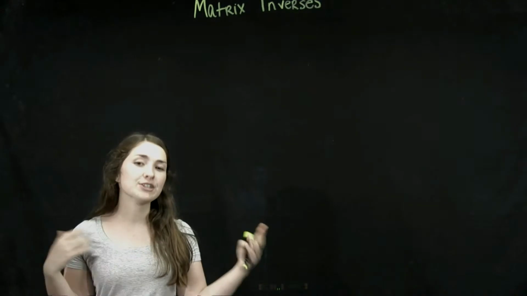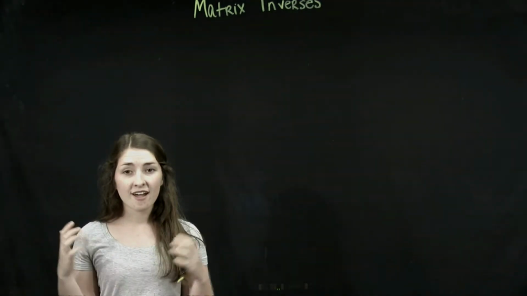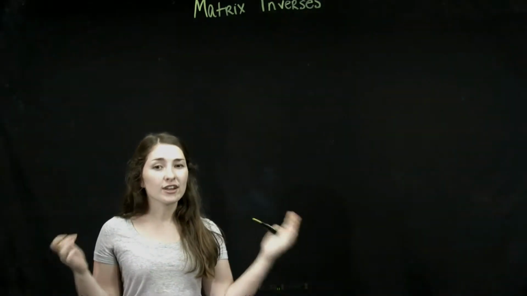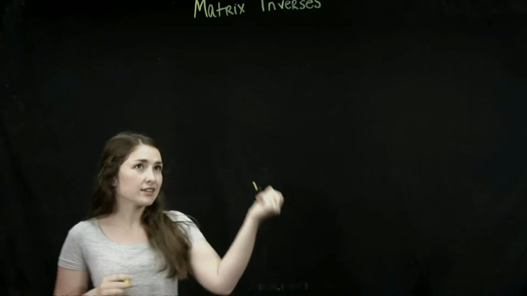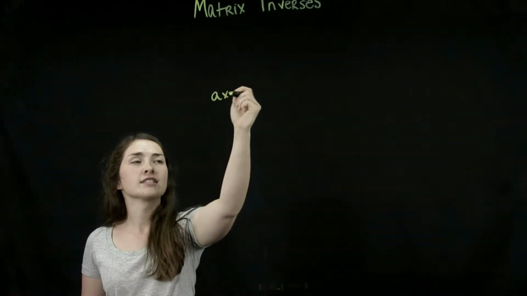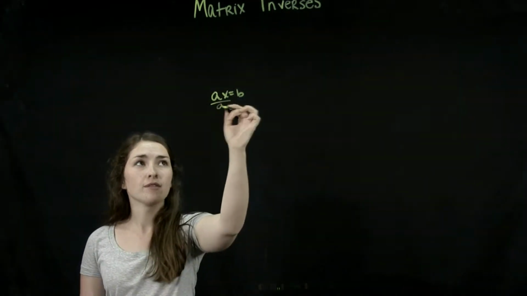So unfortunately, we don't have a division for matrices. You can't divide by a matrix. But we do have something that's very, very similar. So to illustrate how this is similar, let's first just think back to something we know and love. If we were trying to solve an equation like ax equals b, what do we do to both sides? We divide both sides by a.